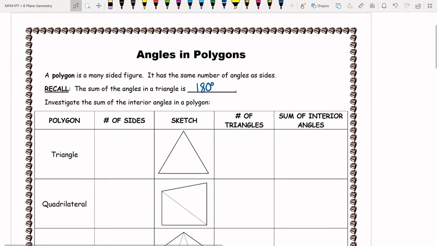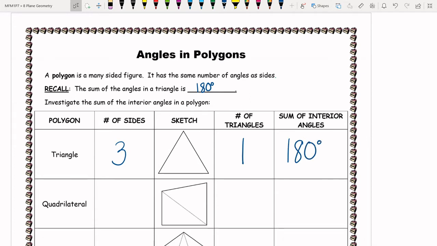This is a very important fact that we will be using throughout this video to help us figure out the sum of the interior angles of any polygon. That's our goal: to get to a formula and understand how that formula is derived. To do that, let's start by looking at a triangle. In a triangle, we have three sides, and when we have three sides, we have one triangle. The sum of the interior angles of a triangle is 180 degrees.